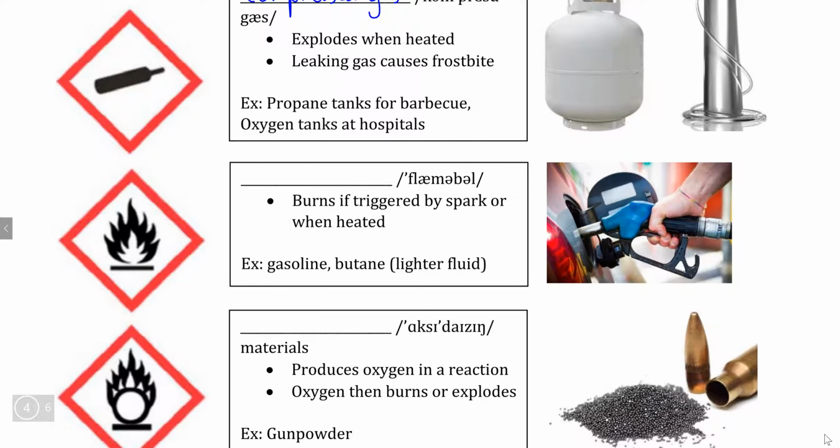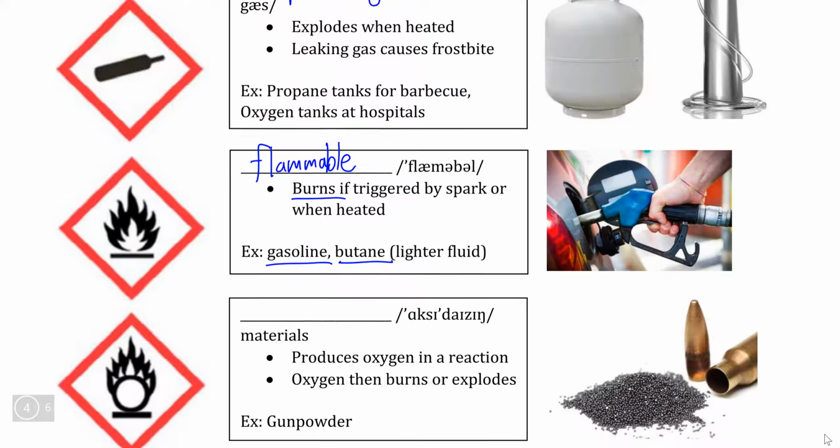Probably the easiest symbol to identify is what we call the flammable symbol, which not surprisingly indicates that the substance will burn very easily when a spark is triggered or when a high temperature is added. Not surprisingly, gasoline used to power your car and butane, which is a chemical used in cigarette lighter fluid, are some very obvious examples of flammable compounds.